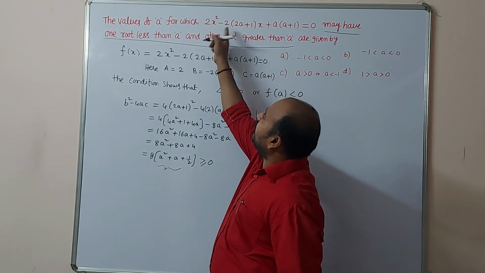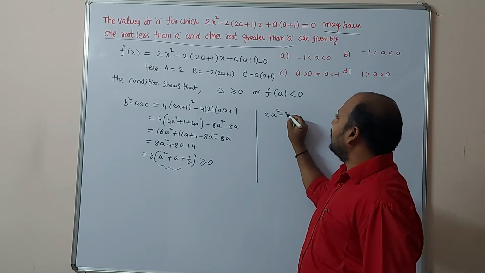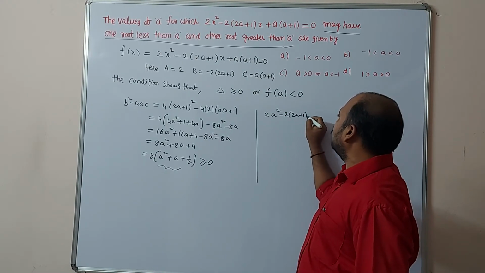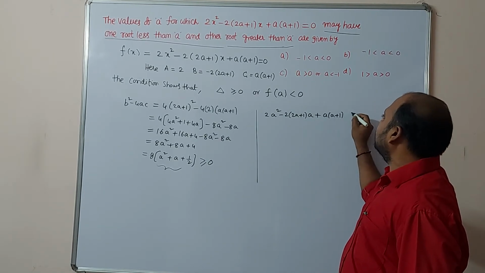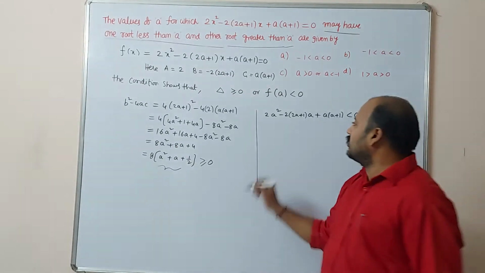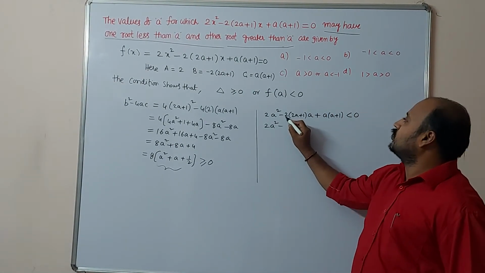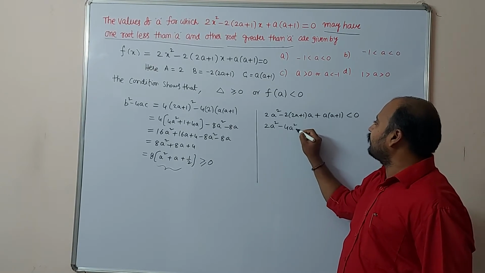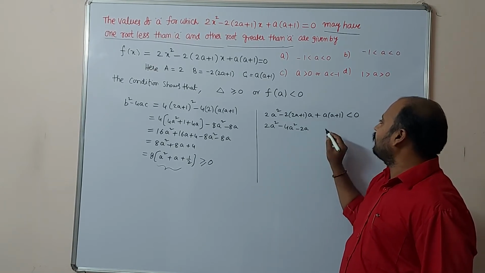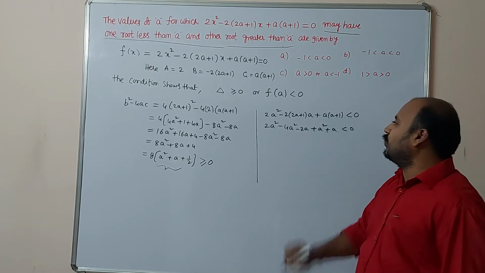F of a means what? Wherever x is there, replace with a. So 2a square minus 2 into 2a plus 1 into a plus a into a plus 1 is less than 0. Now simplification. 2a square minus 2 into 2a into a. So minus 4a square minus 2a plus a square plus a is less than 0.